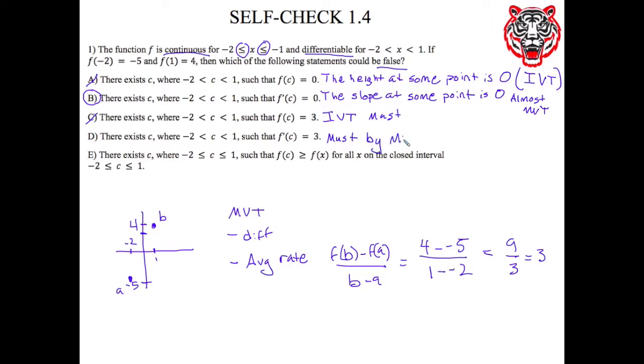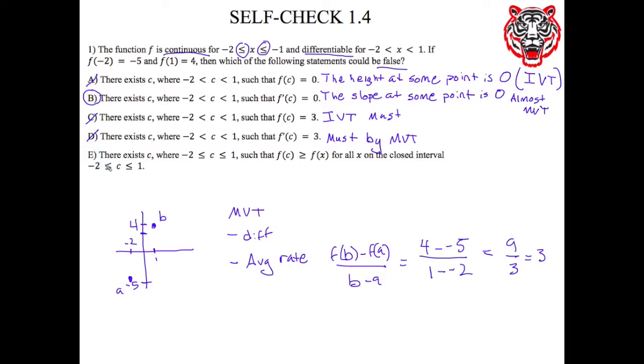by MVT. Again, remember, we found the average rate to be 3, and the mean value theorem states that if a function is differentiable, then the derivative somewhere is equal to the average rate, or the slope of the tangent somewhere is equal to the average rate. All right, so it can't be this one. That's guaranteed by the mean value theorem.